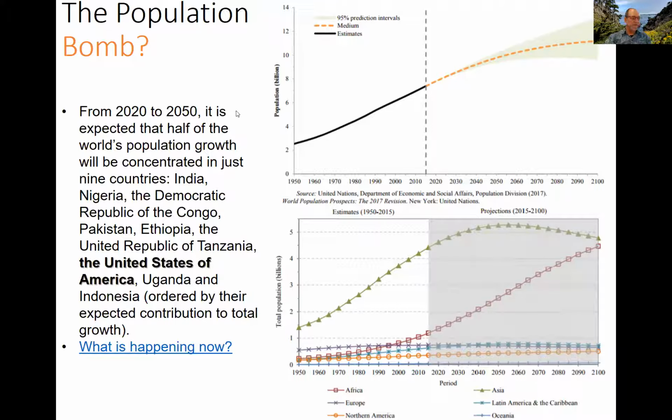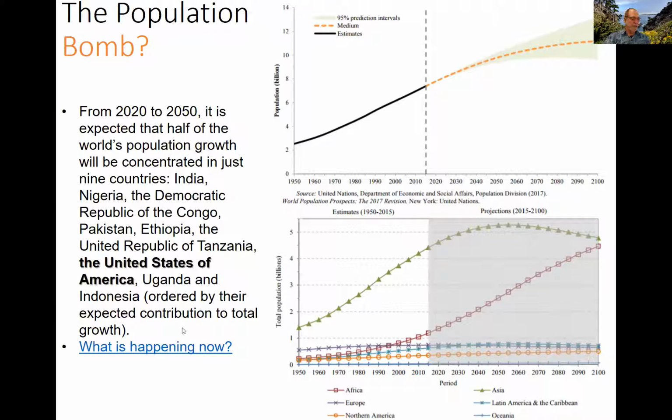So from 2020 to 2050, it's expected that most of the population growth will be concentrated in just a few countries. These countries are India, Nigeria, the Democratic Republic of Congo, Pakistan, Ethiopia, Tanzania, the United States of America, Uganda, and Indonesia. So the United States of America is expected to experience continued population growth.